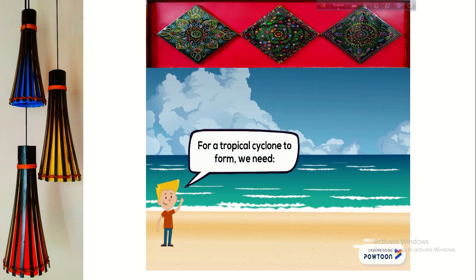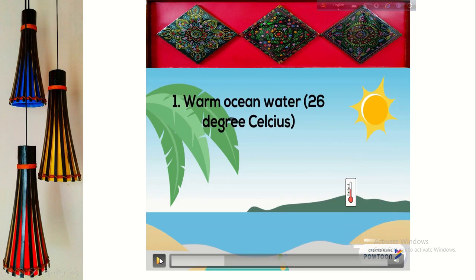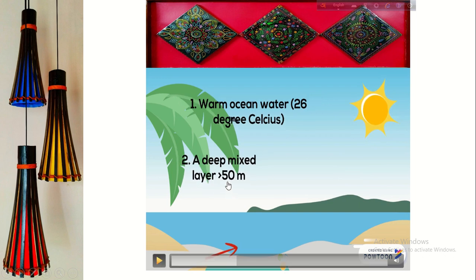For tropical cyclone to form, we need warm ocean water about 26 degrees Celsius. The sun increases the temperature. Deep mixed layer more than 50 meters, that the depth will be at least 50 meters. So a vast water body will be needed.